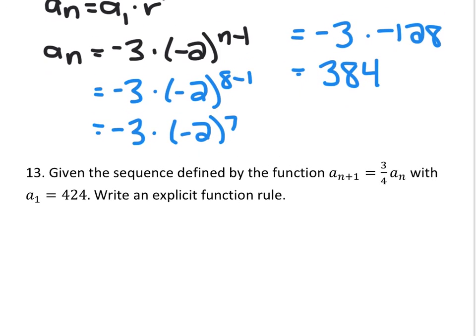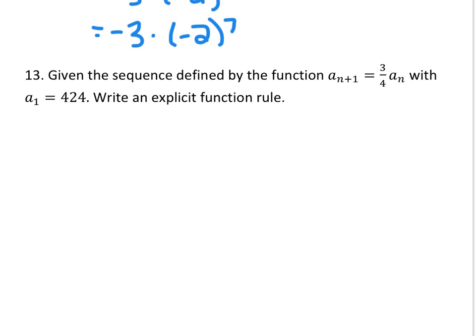Last problem for today. Given the sequence defined by the function a(n plus 1) equals 3/4 a(n) with a1 equal to 424, write an explicit function rule. It's very similar to the last problem for the arithmetic sequences. It looks complicated, but it's really not that bad. We're starting with 424, and then this equation tells us how to get to our next term. We're going to multiply by 3/4.